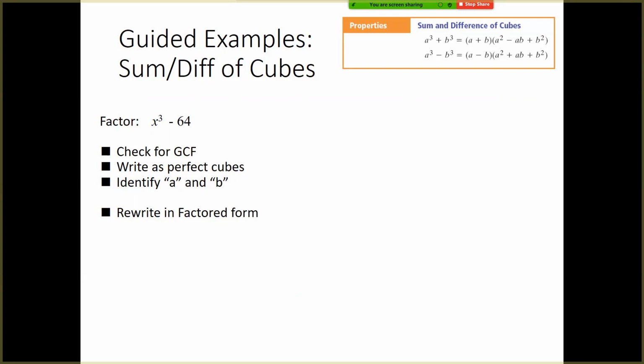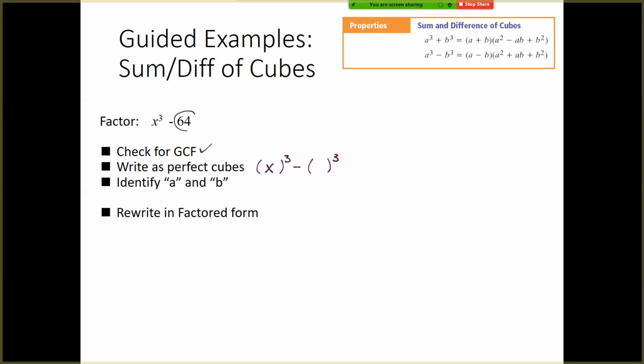So first thing we're going to check for is the greatest common factor. There is no greatest common factor. So check that off. We're done with it. Then we want to rewrite this as perfect cubes. So I want something cubed minus something else cubed. Well, what cubed gives you x cubed? Just x. The tricky one is figuring out what cubed is 64.